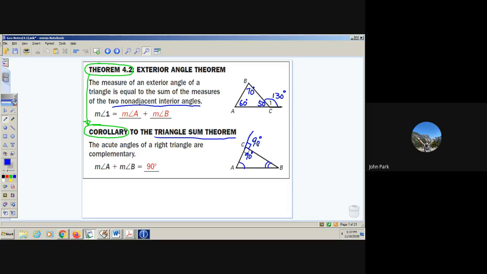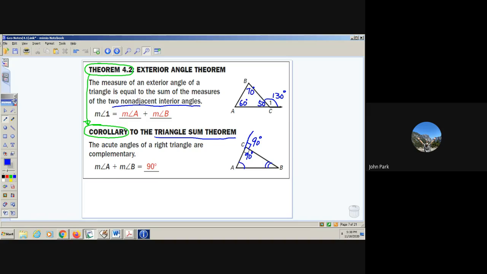Well, then, since that's 90, these two, according to the exterior angle theorem, the two non-adjacent interior angles or the two remote angles, have to add up to 90, same as this one. So it follows both the triangle sum theorem and the exterior angle theorem as well. Okay, so that's the corollary, which is following the prior theorem that we just looked at.